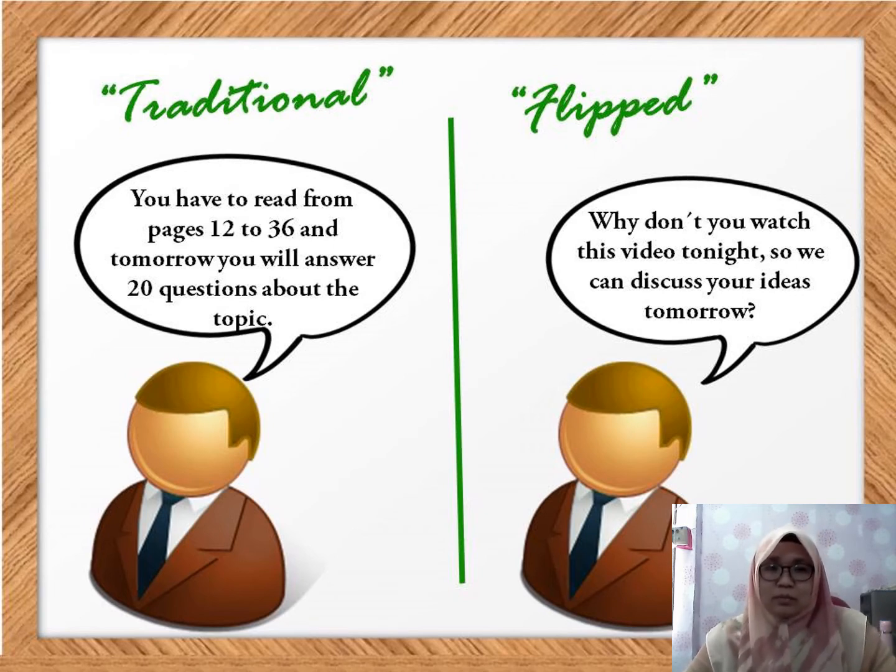This is one of the examples that we can see. You have to read pages 12 to 36 and tomorrow you will answer 20 questions about the topic. This is traditional classroom. We ask our students to read at home and tomorrow they will answer 20 questions about the topic. But in flipped classroom, it is: why don't you watch this video tonight so we can discuss your ideas tomorrow? So in traditional classroom, we ask our students to read the textbook, and then in the classroom, we give them a lecture, then they answer the questions. It takes too much time in traditional classroom.